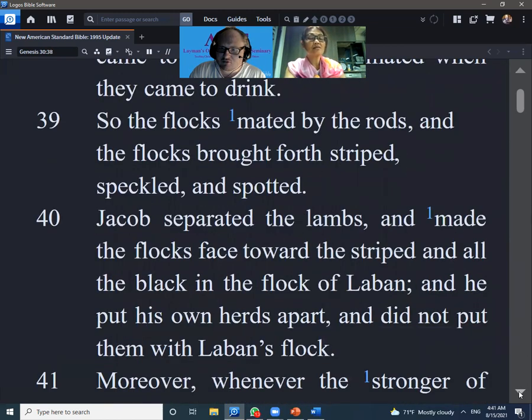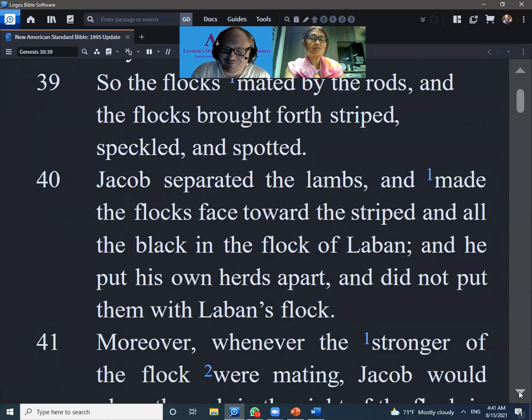So the flocks mated by the rods, and the flock brought forth striped, speckled. Is this true? It's in the Bible, but you're wondering, can you do that? Yeah. All right, keep reading.